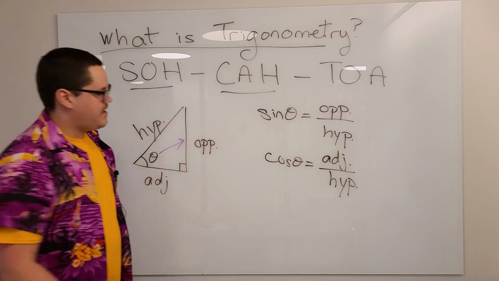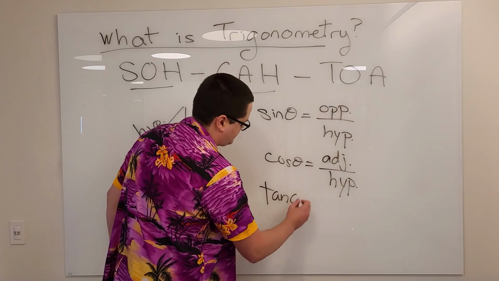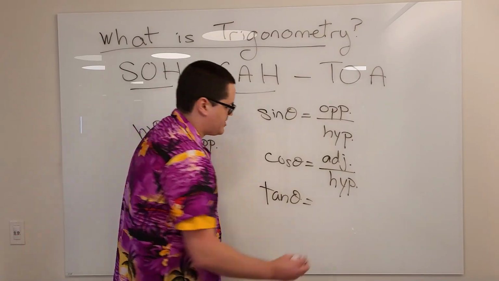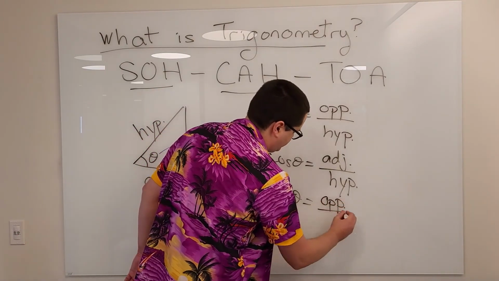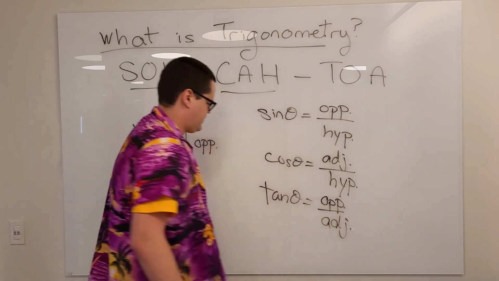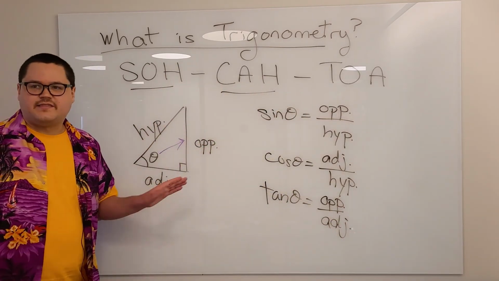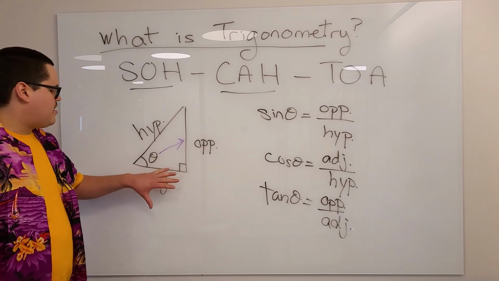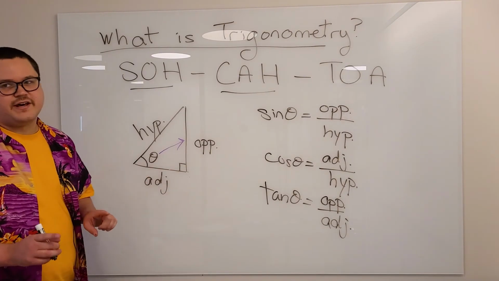And finally, tan theta, well, that's just opposite over adjacent. So that's the side that's opposite the angle theta over the side that's next to it, but not the hypotenuse.